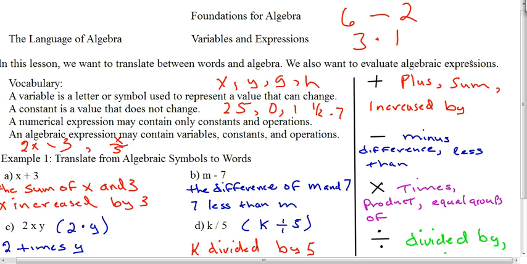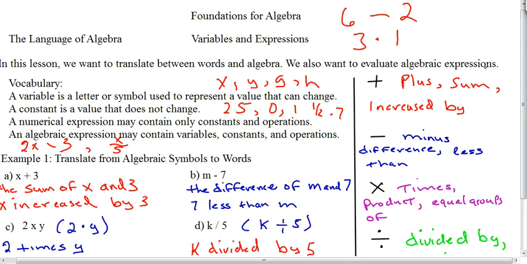Or the word sum also can be used to talk about plus or addition. And what we say there, we can say that the sum of 5 and 2 will give us some value. Or if we see the words increase by, that again lets us know that we are talking about addition. 5 increased by 2.